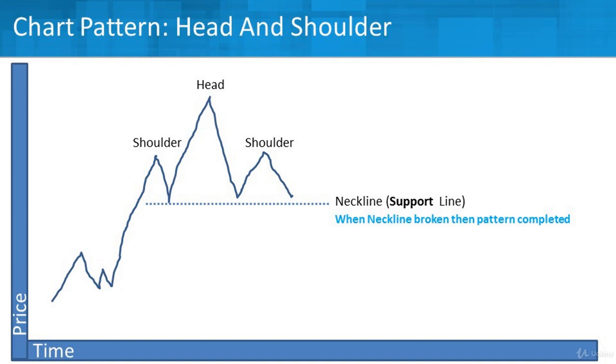But in a classic head and shoulder picture, this is what happens: a shoulder, a head, and a shoulder. All right, so this is one way to look at it. You can also look at it inverted, like upside down. Do this one because it's easier. You see the head, you see the shoulder.